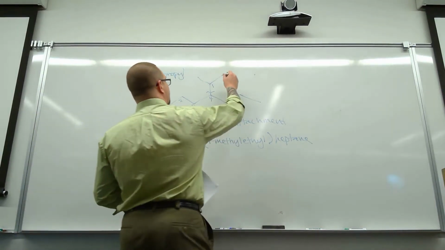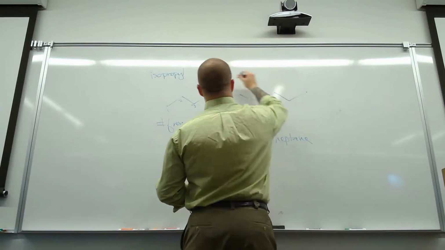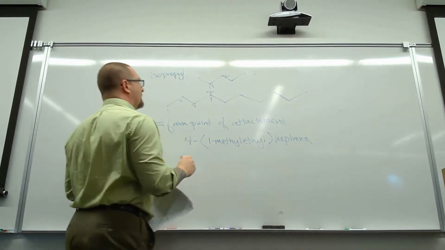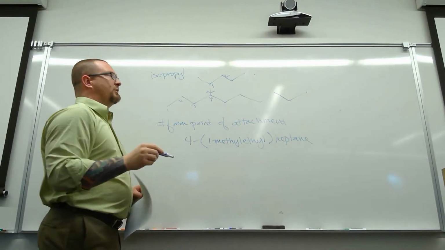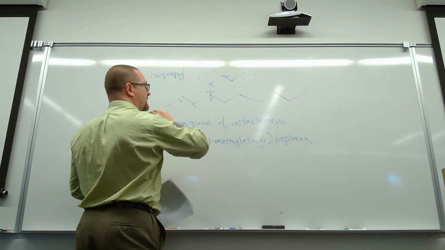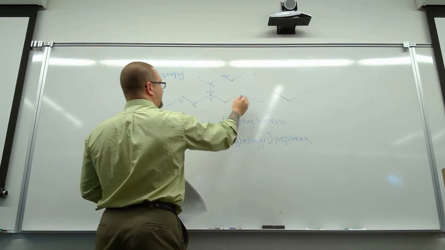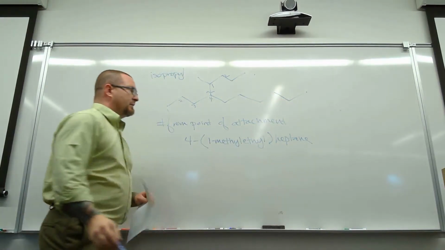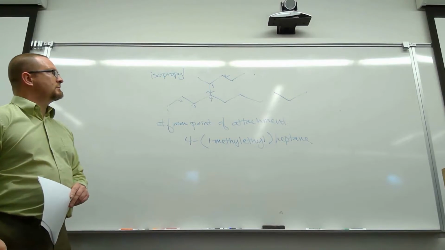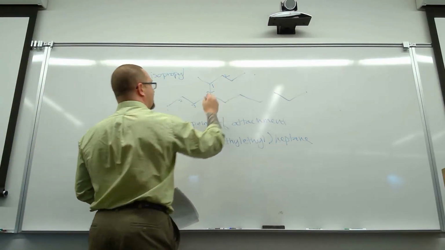But if this was 1, 2, 3, now we wouldn't be able to use the common name, and this would be a 1-methylbutyl, 1, 2, 3, 4, 5, 6, 7, 8, 9, 10 decane. I don't think so. 1, 2, 3, 4, 5, 6, 7, 8, and that one's got 10.